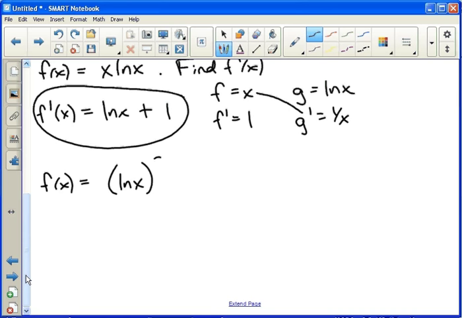Okay, I picked this example on purpose. Some people are tempted right now to say, oh, the properties of logs, let me move that down and say that this is equal to 3 natural log of x. That's not true, though. If you look back at the property, let me see if I can get back to it.